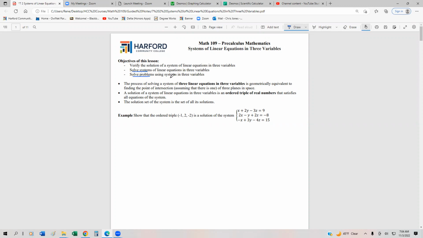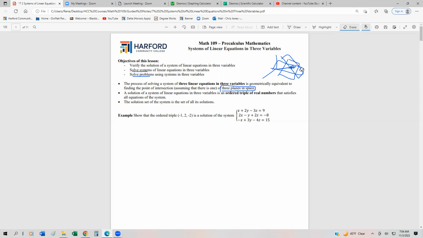The process is geometrically equivalent to finding the points of intersection, not of three lines, but of three planes in space. On a three-dimensional axis, we might have a plane in space, another plane in space, and a third plane in space. Geometrically, the place where these intersect would be the solution.